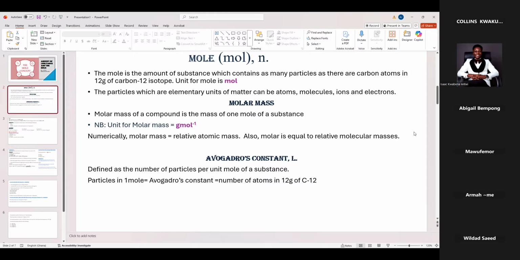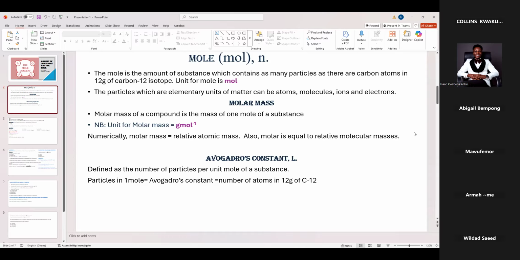Like I mentioned earlier, the mole or amount of substance contains as many particles as there are carbon atoms. So when we talk about the mole, the reference is particularly to carbon atoms. Normally you will hear of carbon-13, carbon-12, and carbon-14, but with a mole, we are dealing particularly with carbon-12 atoms. According to the mole concept, there are individual things you need to pay much attention to. What are some of these things?